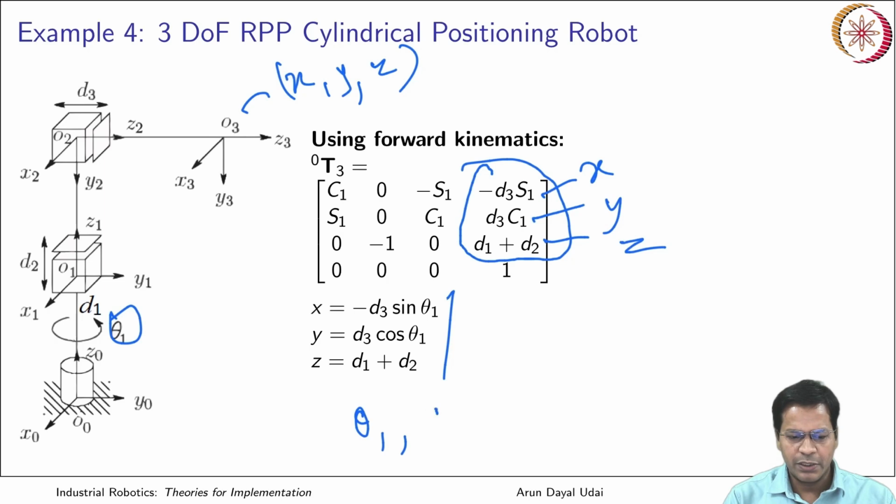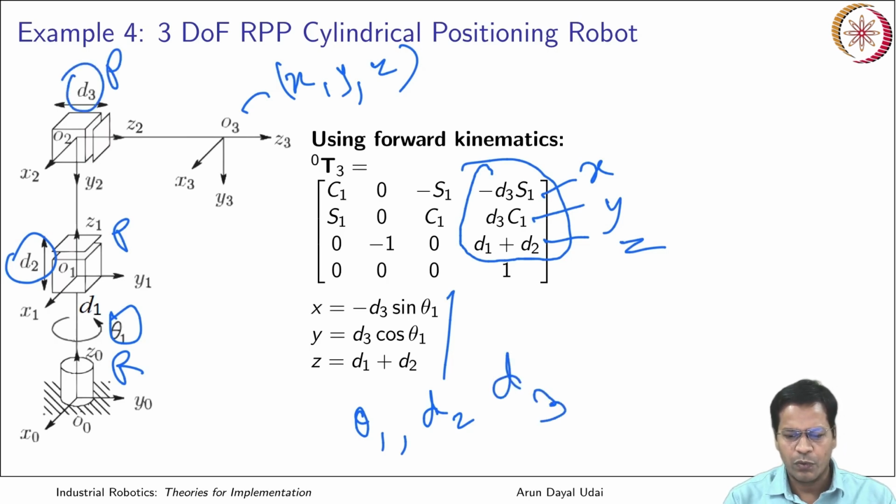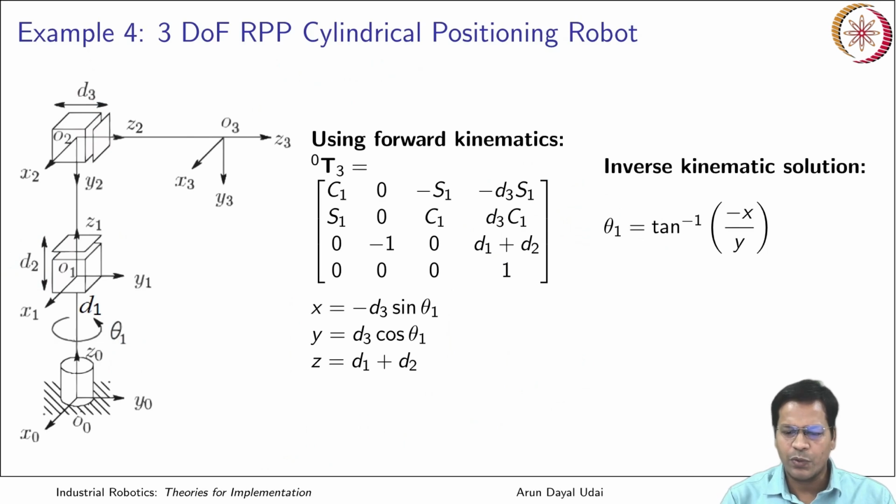Next joint variable is D2, because this was a prismatic joint, this was a revolute joint. For the next prismatic joint, you have D3, which is to be found out. So all these are unknowns. So these are knowns. So you just have to solve it. So let us see how to do it.